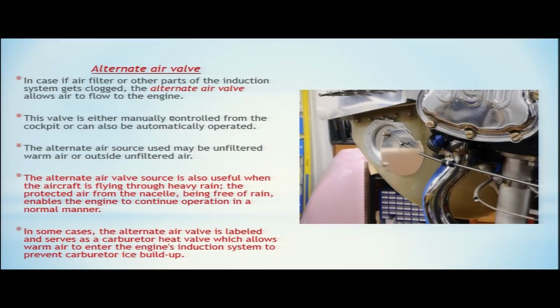In some cases, the alternate air valve is labeled and serves as a carburetor heat valve, which allows warm air to enter the engine's induction system to prevent carburetor ice buildup. Since the air coming from the engine is warm, it prevents ice from building up in the carburetor and provides warm air to the engine's induction system.